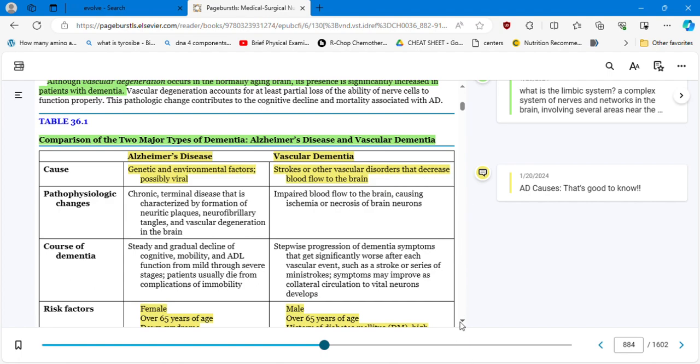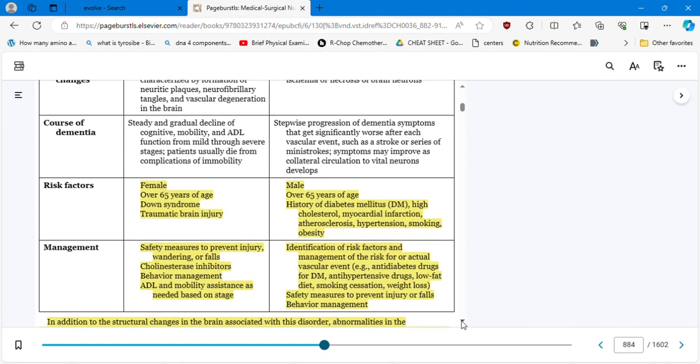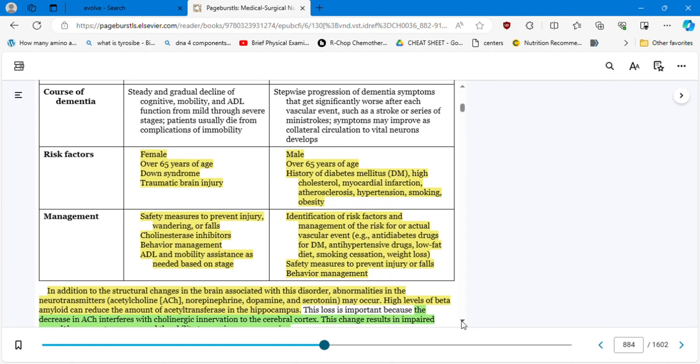Okay, this is good to know. Also, let's see the risk factors. Basically for AD, the females are at higher risk, over 65, with a history of Down syndrome, traumatic brain injury. In the case of vascular dementia, patients over 65 years of age, history of diabetes mellitus, high cholesterol, myocardial infarction, atherosclerosis, hypertension, smoking, obesity.